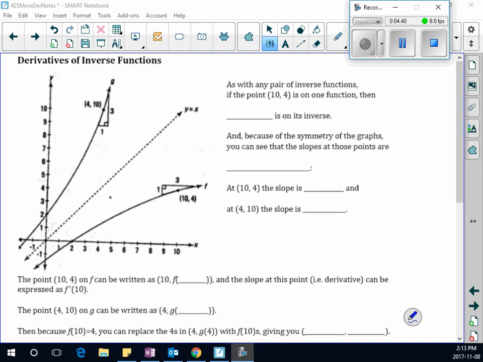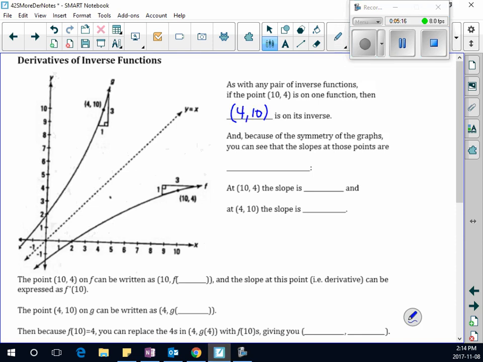This does look funny. It looks almost like an exponential function and a logarithmic function, but we don't know what it necessarily is. However, I want you to notice what's going to happen here. As with any pair of inverse functions, if the point 10, 4 is on one function, then what would be on its inverse? Does everybody see the x and the y switch? So 4, 10 would be on the inverse.